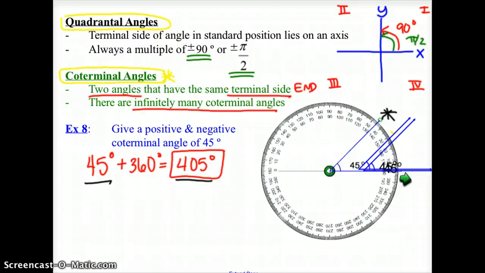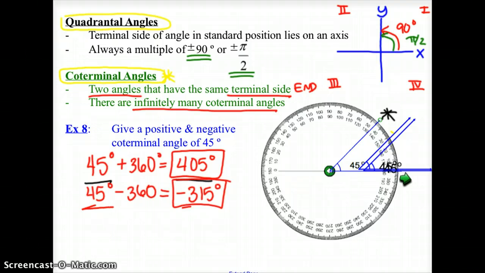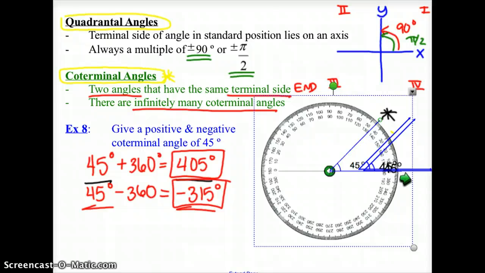I could subtract 360 as well. If I take 45 degrees minus 360, that would give me negative 315 degrees. 45 and negative 315 are coterminal. So instead of going counterclockwise, I could go clockwise 45 degrees plus another 360. And once again, I'd have another coterminal angle. And I can repeat this over and over. That is why there's infinitely many coterminal angles.